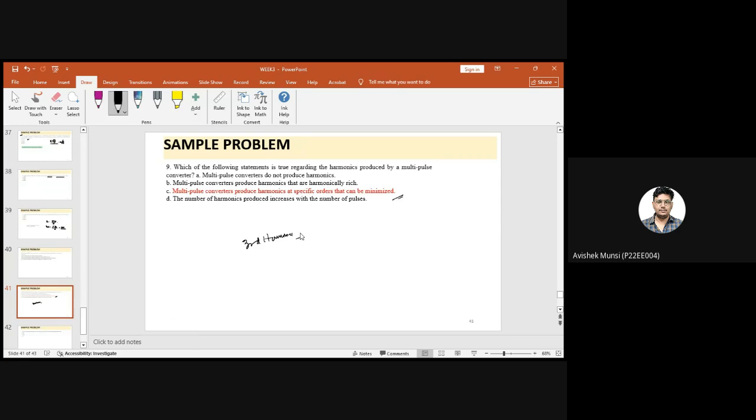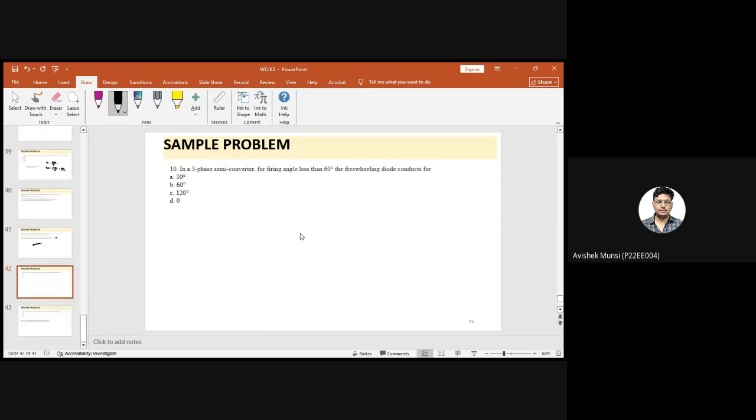And the last question: in a three-phase semi-converter, the firing angle is 60 degree. The semi-converter may be symmetrical or asymmetrical, and the diodes are connected like this. In this case, you are asked to calculate how long the freewheeling diode will conduct, if you have a freewheeling diode in the load. So this is the last question. Try to answer it.